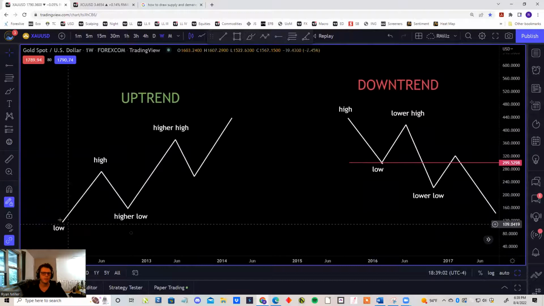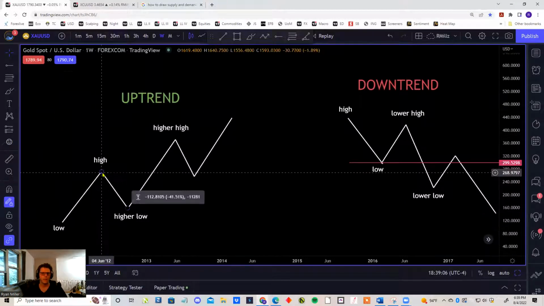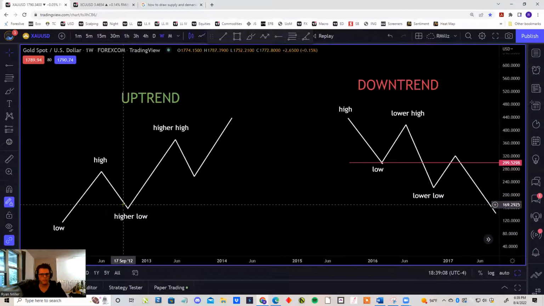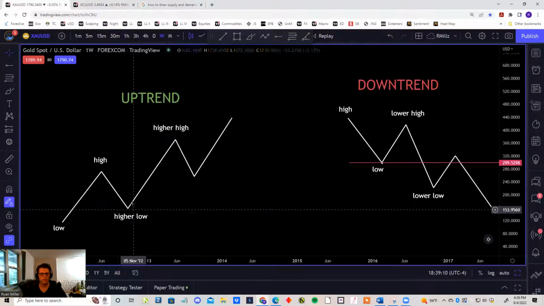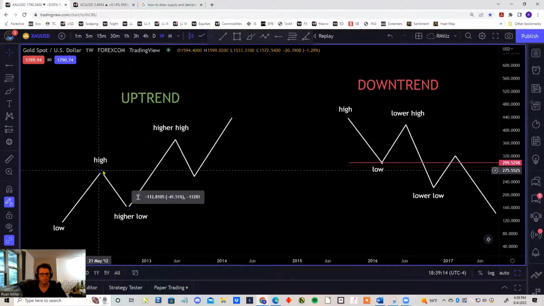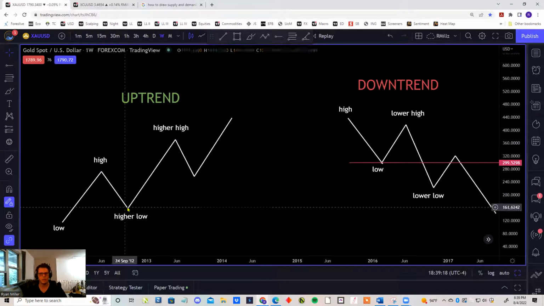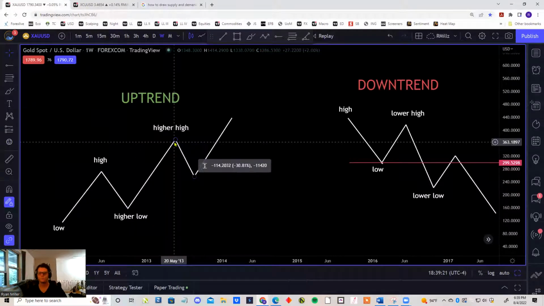Now, here in this example of an uptrend, we have a low, a high, and price pulled back, and it formed a higher low. It's a higher low because it's higher than this low. Then it moved up, broke this high, forming a higher high. That's an established uptrend. Low, high, higher low, higher high.